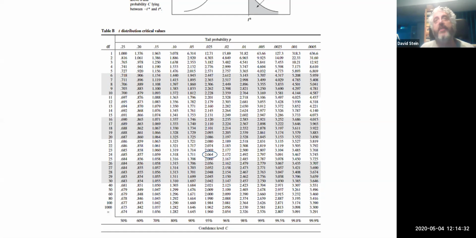You can think about that as, yeah, that makes sense, because I've substituted s in for sigma, which is yet another fudge. And so I should be getting slightly wider confidence intervals to account for that. And that's what you're getting.